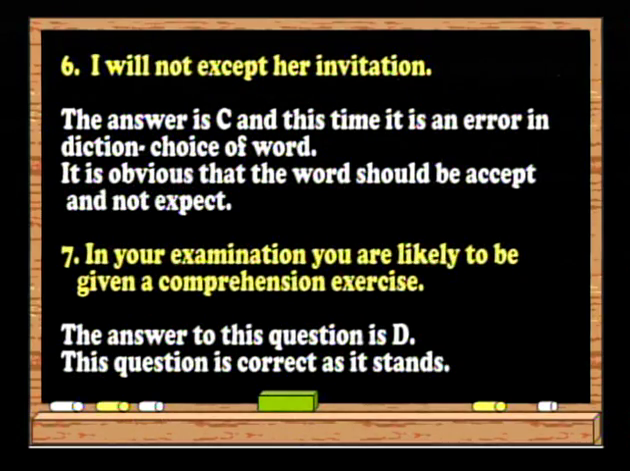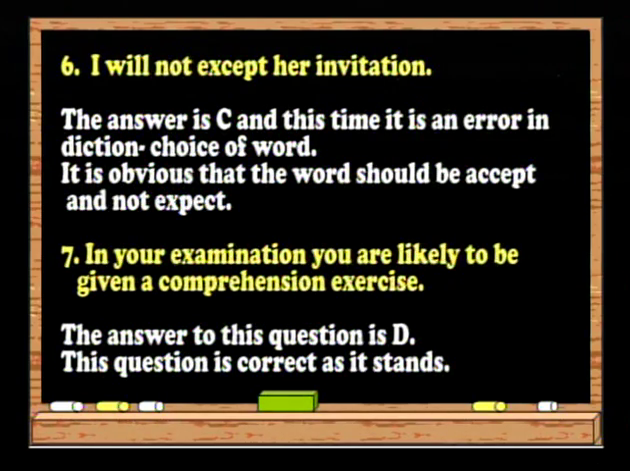6. I will not accept her invitation. The answer is C, and this time it is an error in diction, choice of word. It is obvious that the word should be accept and not expect.